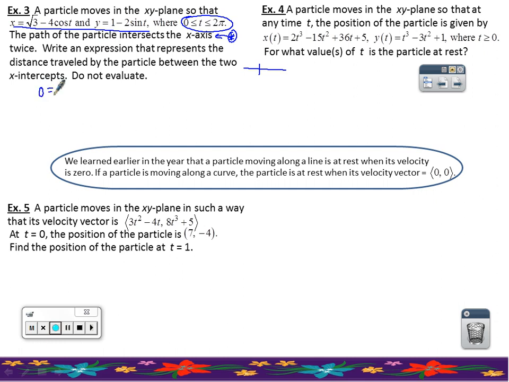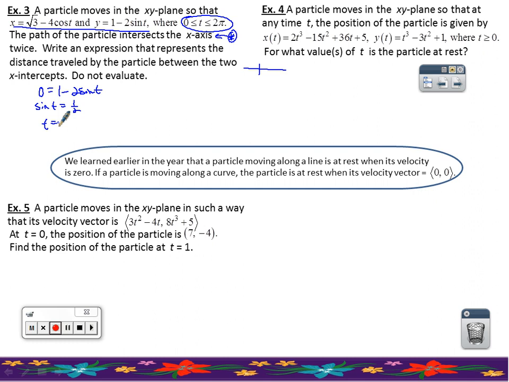So 0 equals 1 minus 2 sine t. So we solve that. We remember our fantastic trig formulas and such, how to solve trig equations and unit circle values, all that awesome stuff. Now we are limited between 0 and 2 pi. Okay, so that's all we need to worry about. So let's think about this. Okay, unit circle.